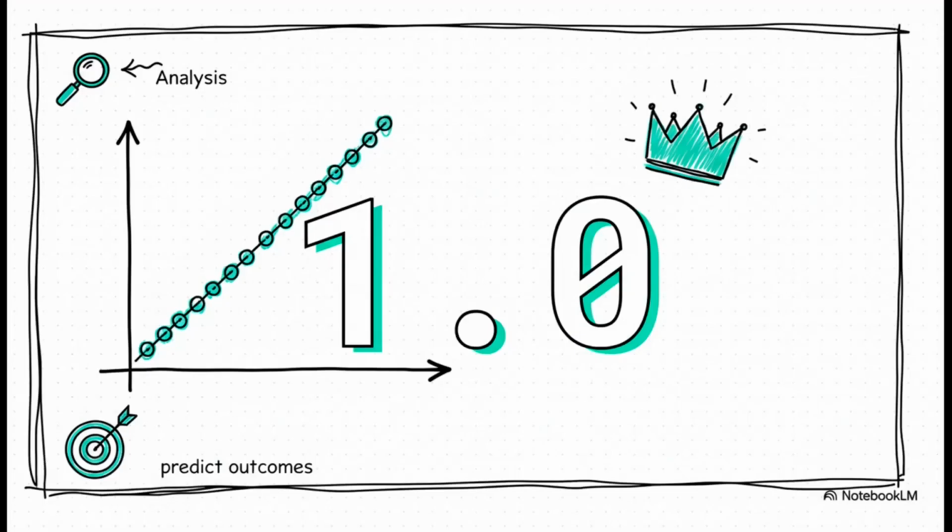An R-squared of 1.0, that is the holy grail. It means your model is 100% confident. All the real-world data points fall perfectly on your prediction line. Now, this almost never happens in the messy real world, but hey, it's the goal we're shooting for.